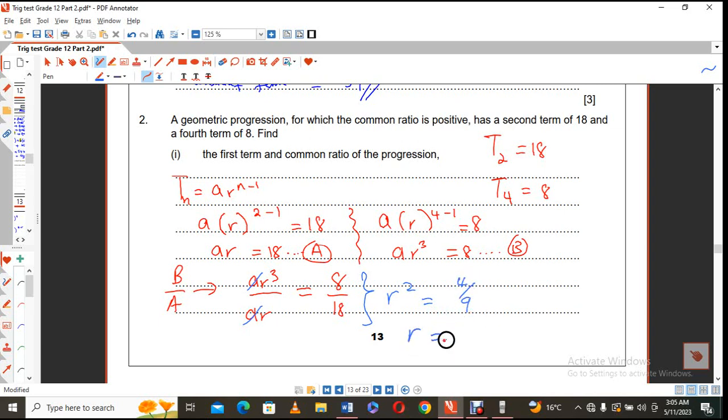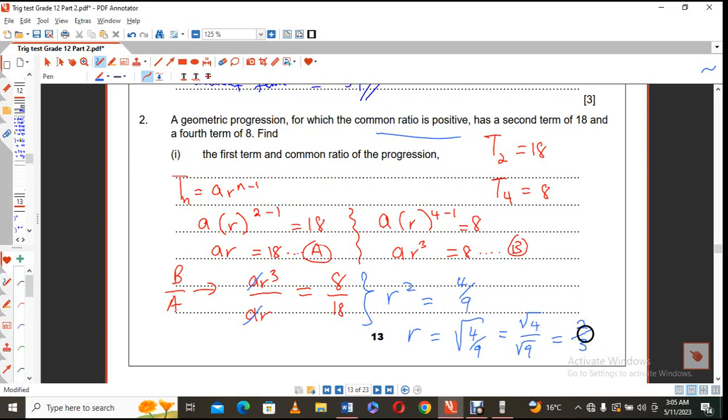If that is 4 over 9, then the value of r will be the square root, and I have to take the positive square root of that, which is 4 over 9 square rooted, so 2/3. They say the common ratio is positive.